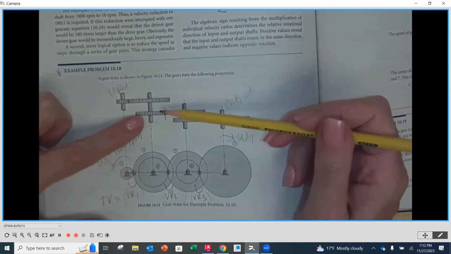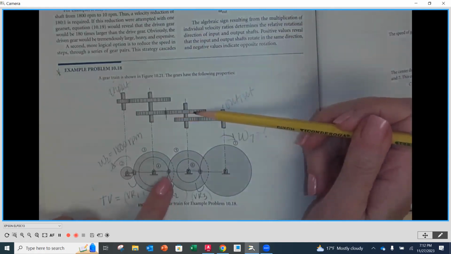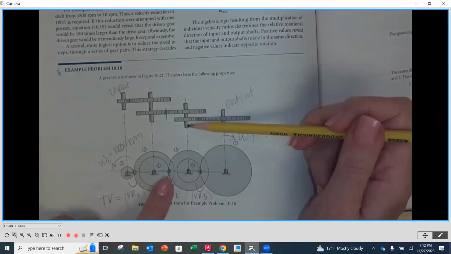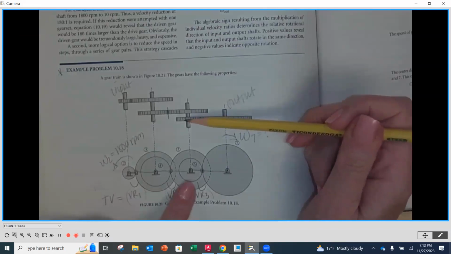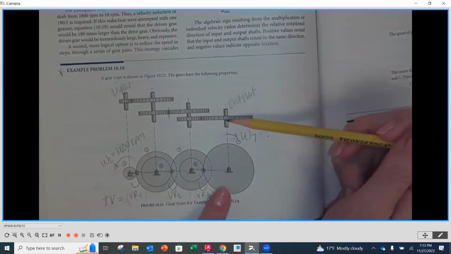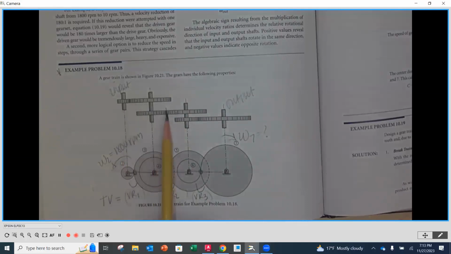Now number 4 is engaged with number 5, which is over here, in the background. Number 5 is on the same shaft as number 6, which is a smaller one in the front here, and these 2 are rotating at the same RPM. Now 6 is in engagement with number 7, which is on the very last shaft over here. So you'll notice that we have one velocity ratio between the first engaged pair, a second velocity ratio, and a third velocity ratio.